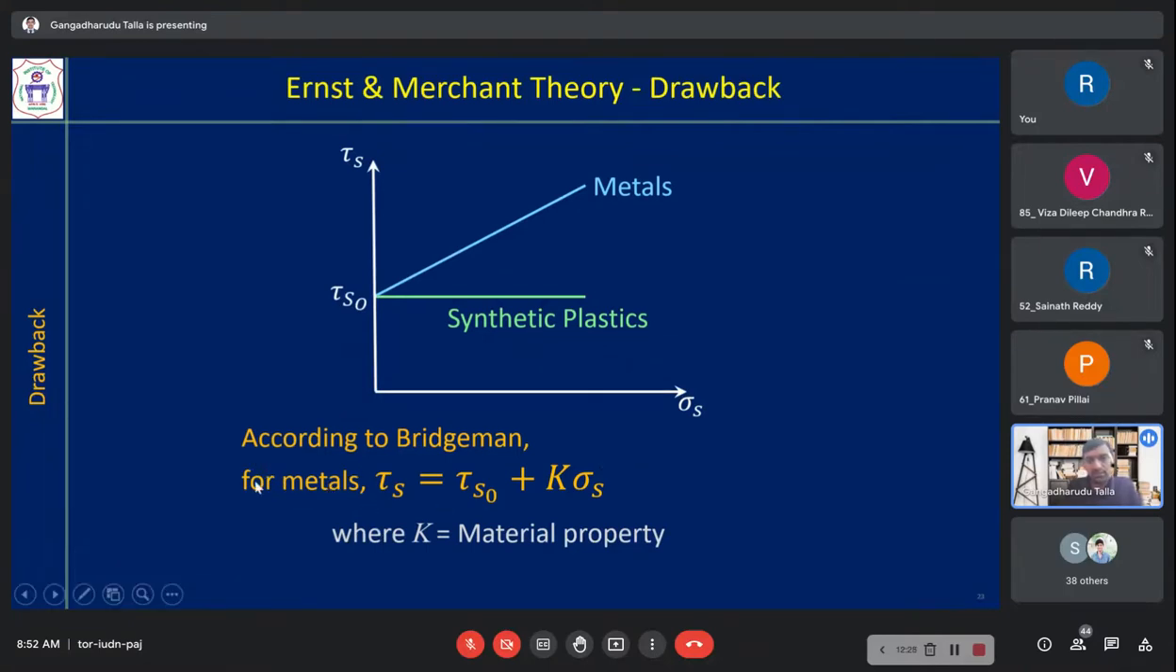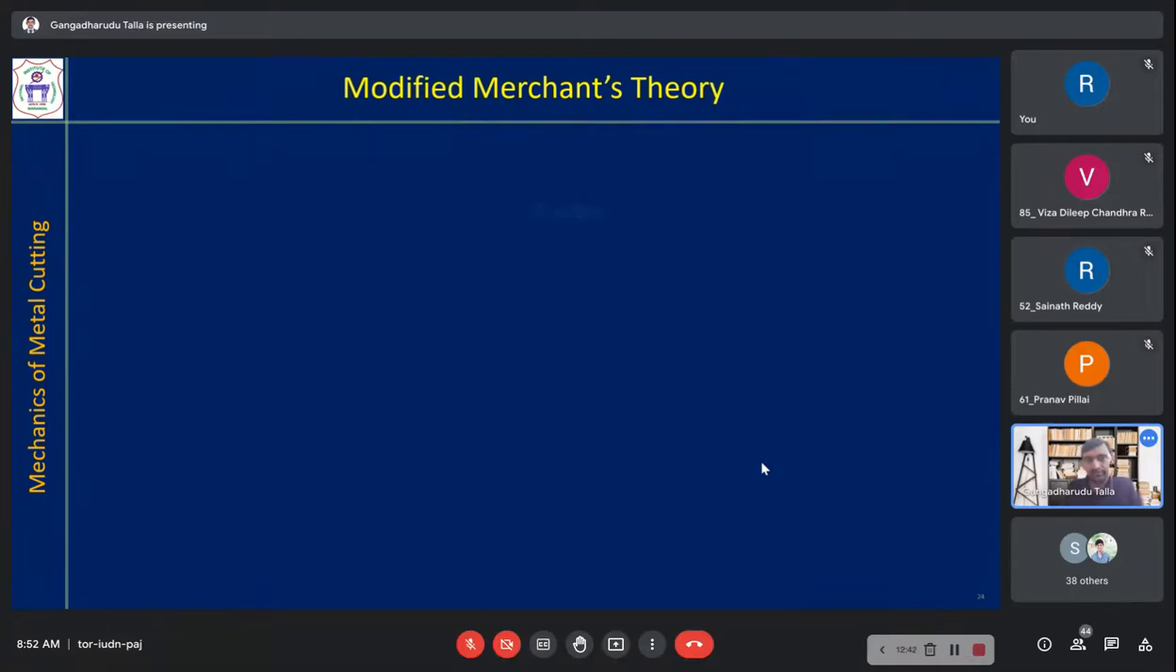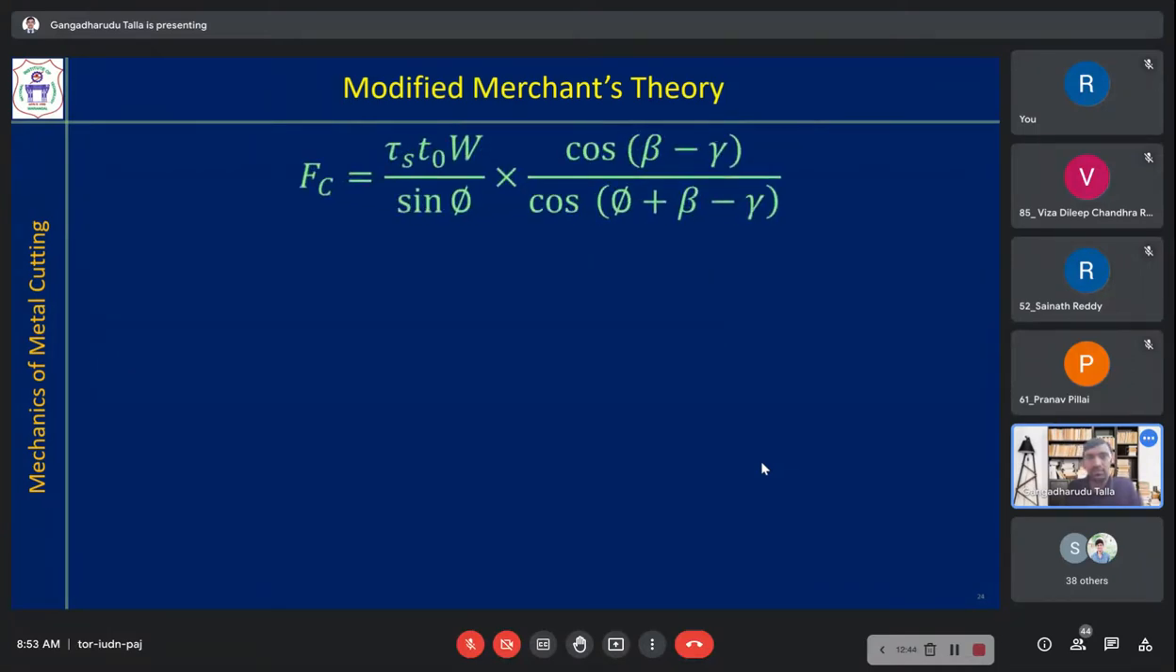There is a scientist called Bridgman. He has proposed that tau s is equal to tau s0 plus K into sigma s, where K is a material property and sigma s is the normal stress acting on the shear plane. Now according to the modified Merchant theory, from Merchant theory we have got Fc in terms of Fs: Fc is equal to Fs cos(beta minus gamma) by cos(phi plus beta minus gamma). The same equation we used earlier.